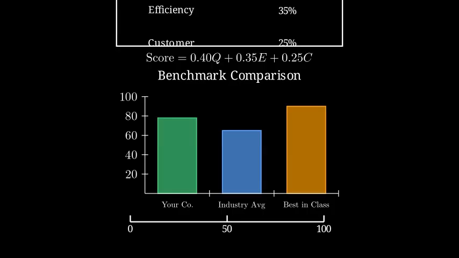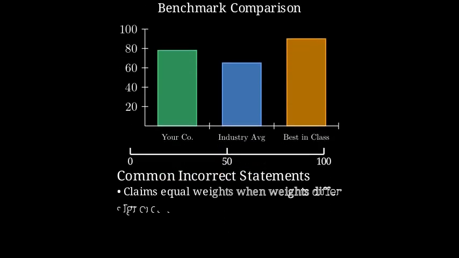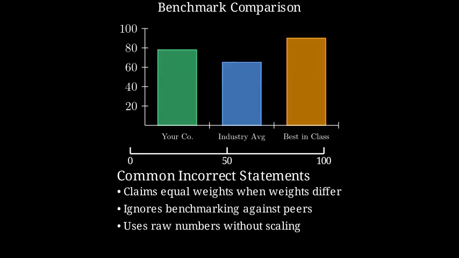Let's compile a short checklist of statements that are often incorrect. If a statement says, 1. All categories are weighted equally when the rubric uses different weights. 2. There is no benchmarking when the standard is industry comparative. 3. Raw data is used without any normalization when the standard uses a scale. Any of these statements could be the incorrect choice. We'll show this checklist so you can remember it during tests or interviews.